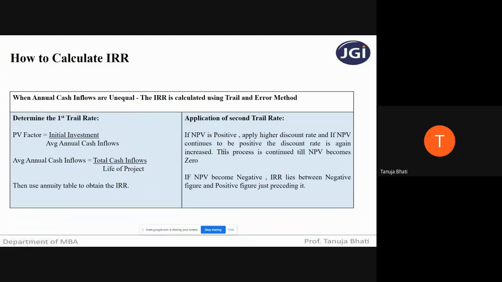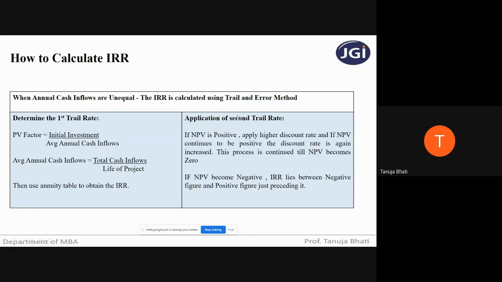Now next, how to calculate IRR when the cash inflows are unequal. Means suppose now every year whatever inflows one is getting from the investment, the value of that is not the same every year. This year they have got, suppose, 2 lakhs, next year they're getting 1 lakh, after that 1 lakh 50, which is not equal. So then how does the IRR need to be calculated? IRR has to be calculated using the trial and error method.